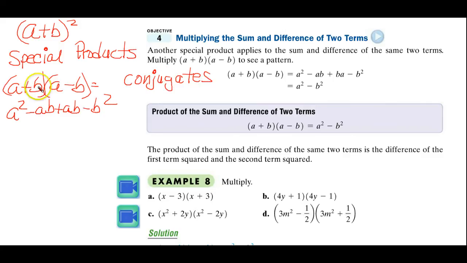These are called conjugates to each other. When we multiply conjugates, an interesting thing happens to the middle terms. They cancel out. And then we're left with a squared minus b squared. And this special product of multiplying conjugates is called the difference of perfect squares.